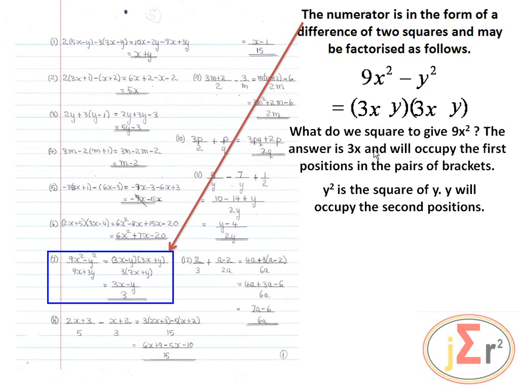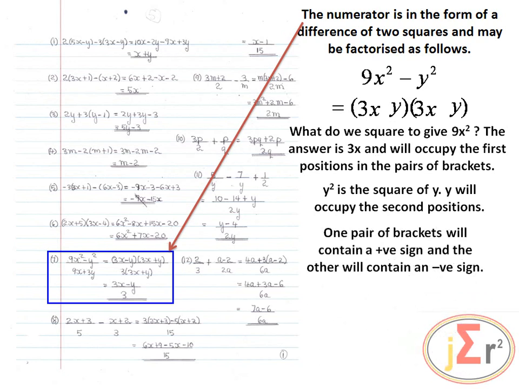And in factorizing the difference of two squares, what is next? One pair of brackets will contain a positive sign and the other will contain a negative sign. And as a matter of fact, it does not matter which one, as long as one is positive and the other is negative.